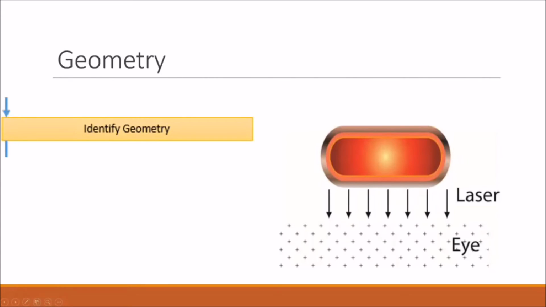So we've already determined we're dealing with a plane structure, or plane surface. So we can go ahead and use our Cartesian coordinate system to define our x-axis, beginning at the surface, where the surface of the eye is x equals 0.